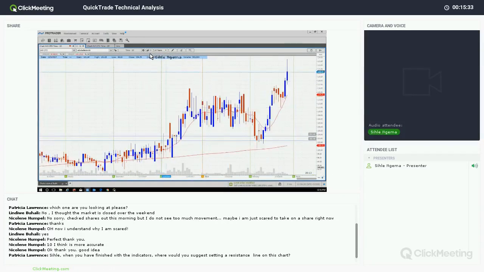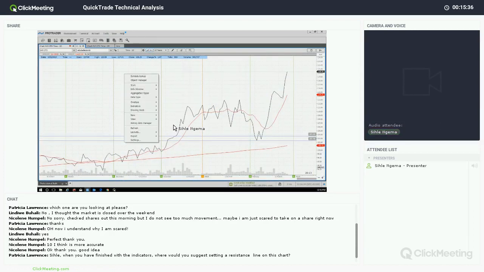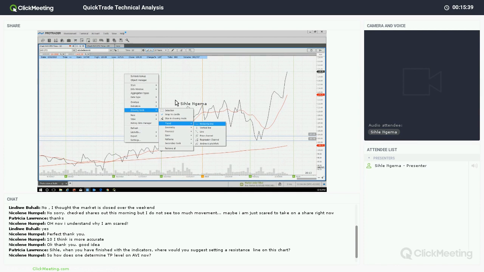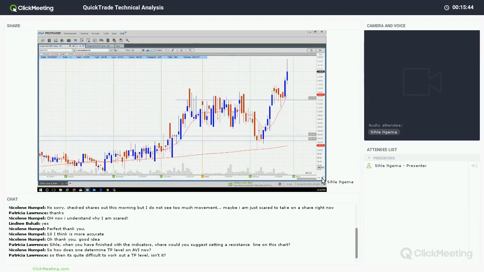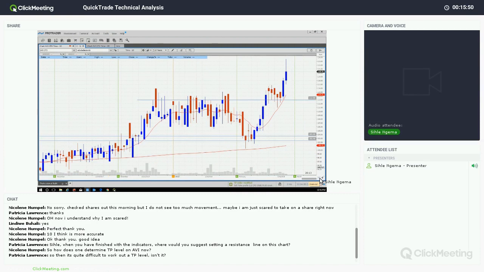We only have support. Let me see if we cannot spot the support area there. Well, our support is around 113 or 112.98. That's where it's at. Right now it looks like the price is really going up. So I don't know whether we are going to continue seeing new higher highs all the time. Okay, it's very difficult to work out the take profit target there, Patricia.